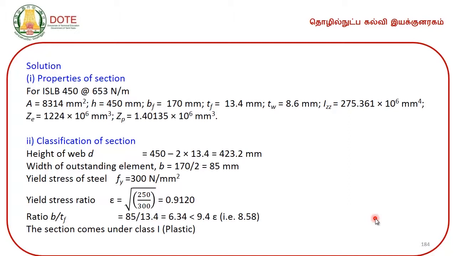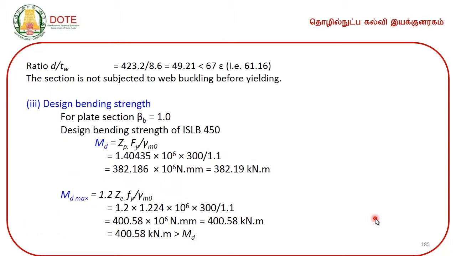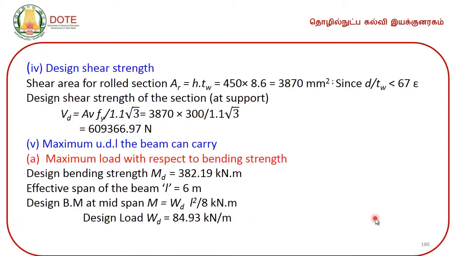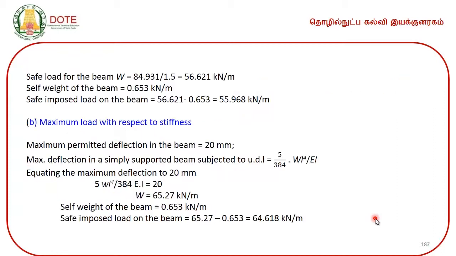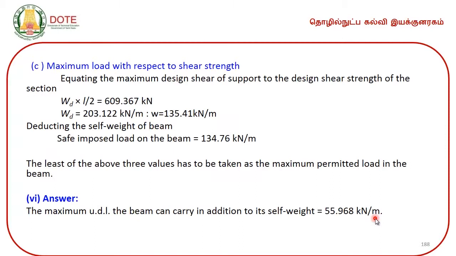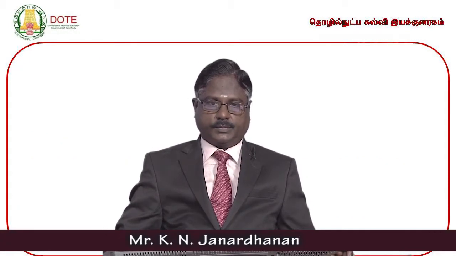To work out in the examination, it is very important to learn by heart the steps involved in working out the problem. First step is to write down the properties, second is to classify the cross section, third one is the design bending strength, fourth one design shear strength. Then you can calculate the criteria given in the problem to find out the maximum UDL carrying capacity, that is with respect to bending, with respect to stiffness and with respect to shear. So, that is how you have to work out these types of problems.